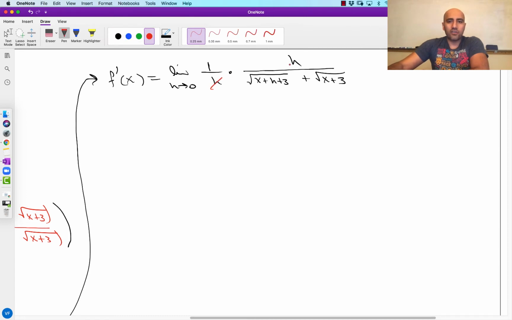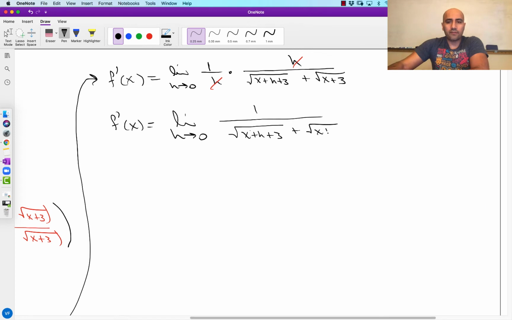And now this h can cancel with that h. And finally, we've arrived at something that looks like this. Limit as h goes to 0 of 1 over square root of x plus h plus 3 plus square root of x plus 3. Okay, so at this point, you might think we took something that looked kind of ugly into something that looked just as ugly. So what have we really accomplished?